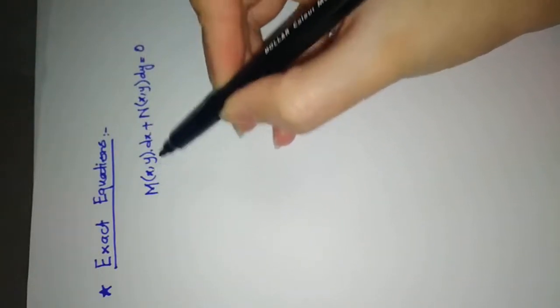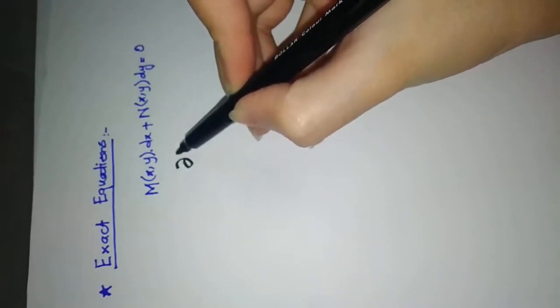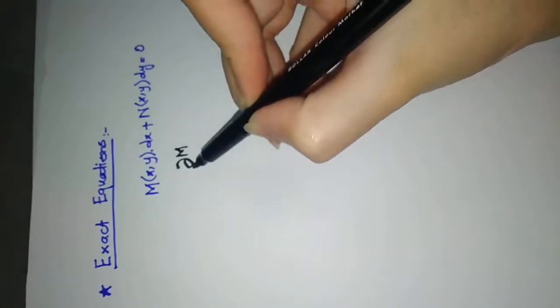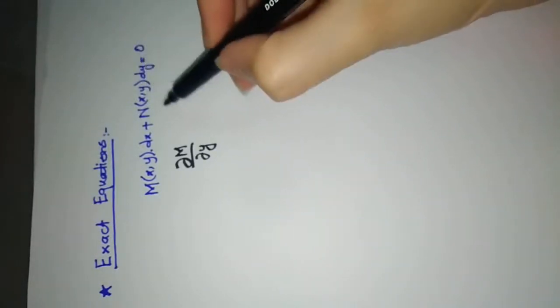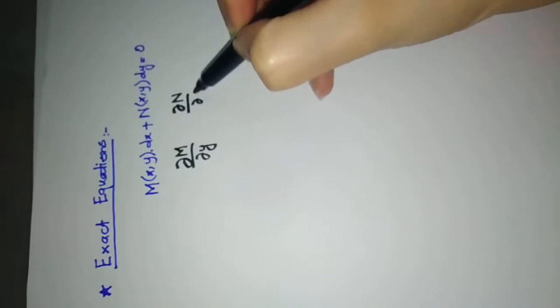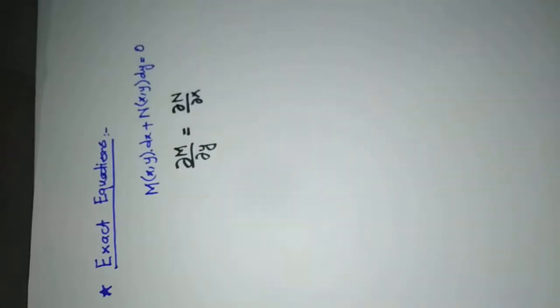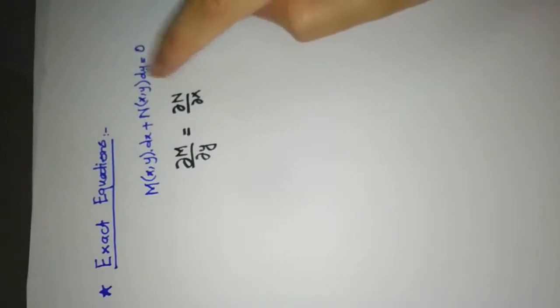then we move forward and check whether it is exact or not. And I have told you the exactness criteria: you have to take M of x, y and differentiate partially with respect to y, and take N and partially differentiate this function with respect to x, and if both sides are common, then this is an exact equation.